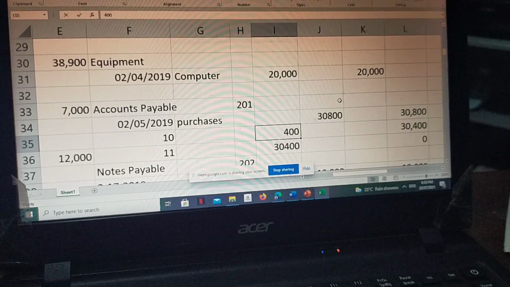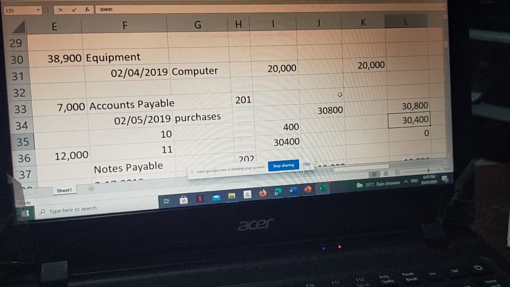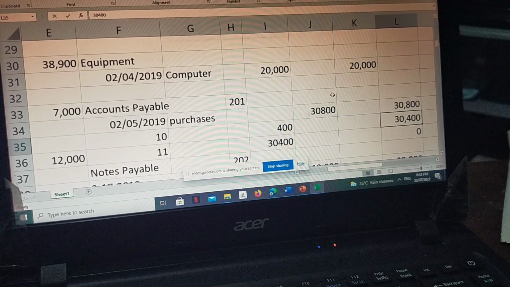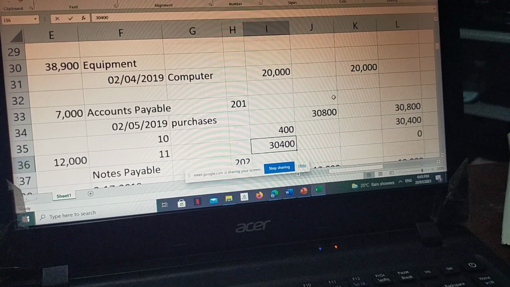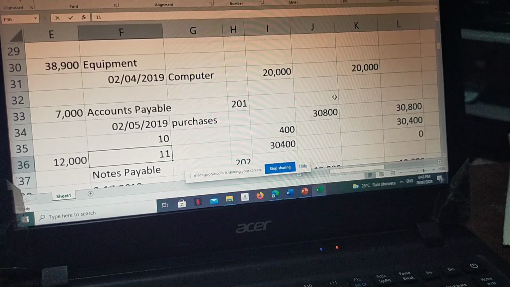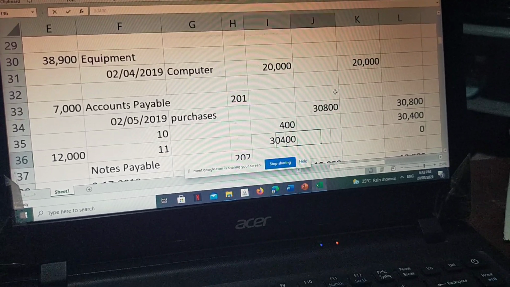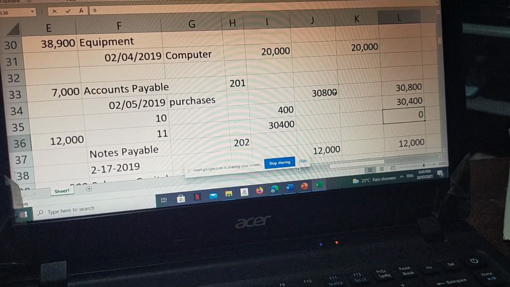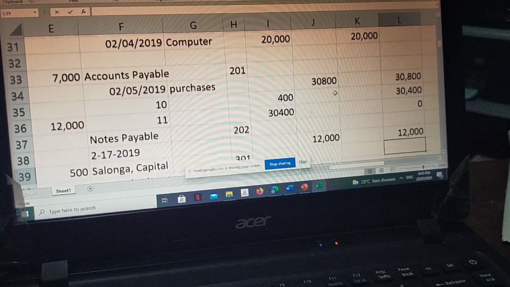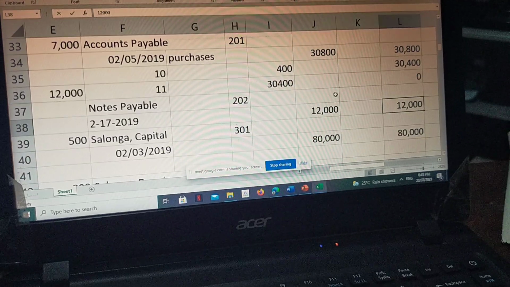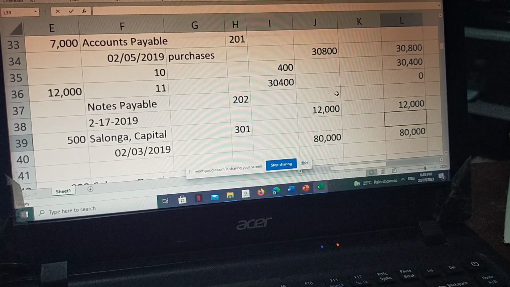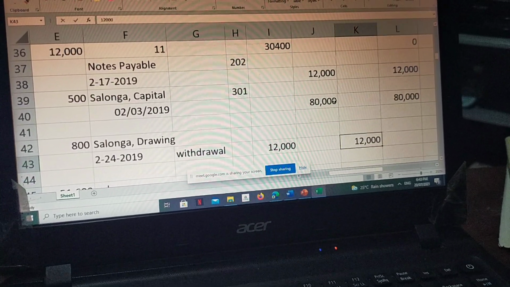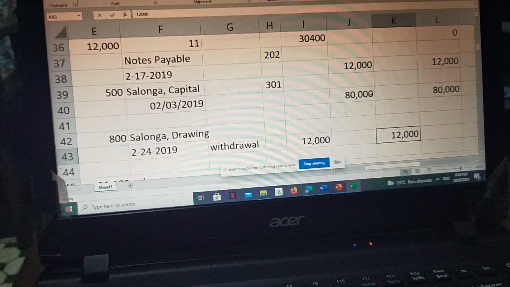Ito yon, 400. So, you deduct. That is why the total here became 30,400 only, and then the 30,400 was fully paid the next day, 11th of February, so that it also had balance of 0 na. Okay? The notes payable with the balance of 12,000. Salonga capital, 80,000. Salonga drawing, 12,000 also.